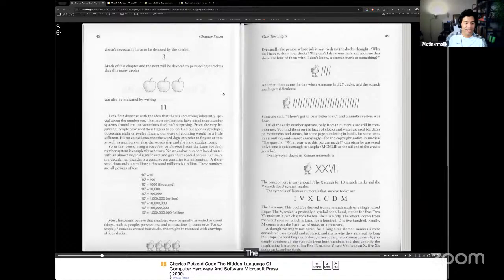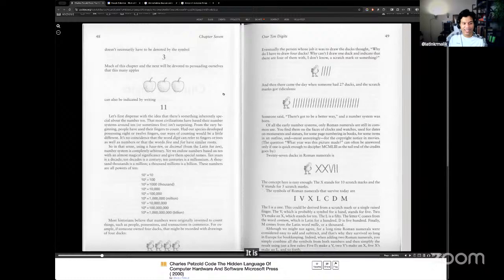Most civilizations have based their number systems around 10. Can anyone tell why? It's simple, right? Look at your hands. From the very beginning, people used their fingers to count. Had our species developed with 8 or 12 fingers, our way of counting would be a little different.